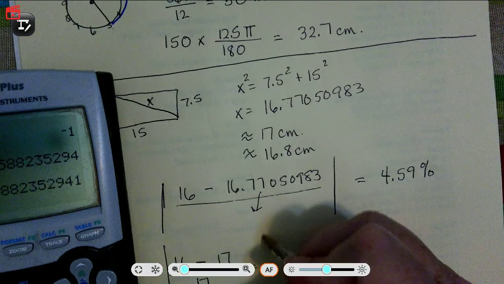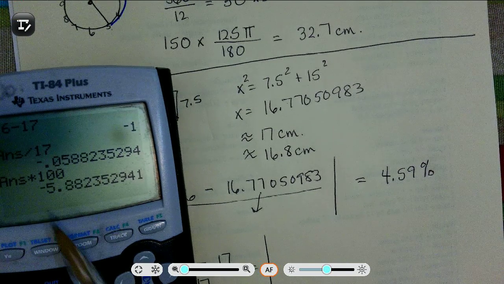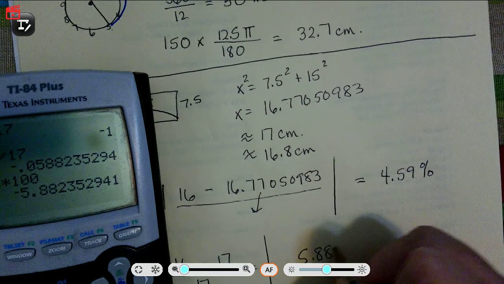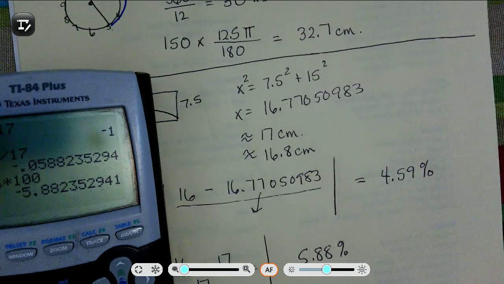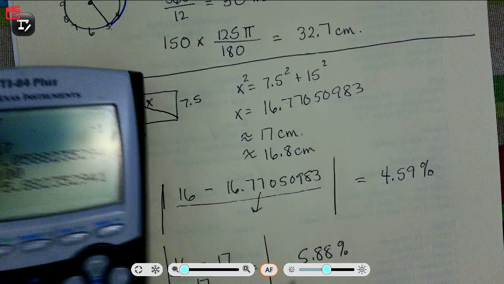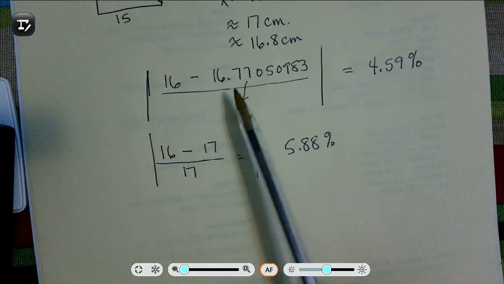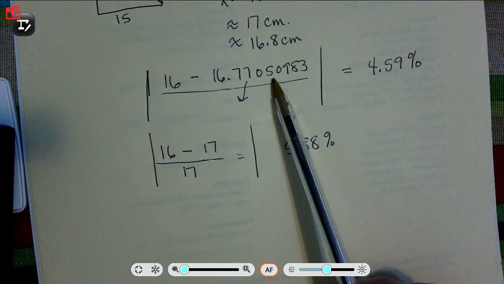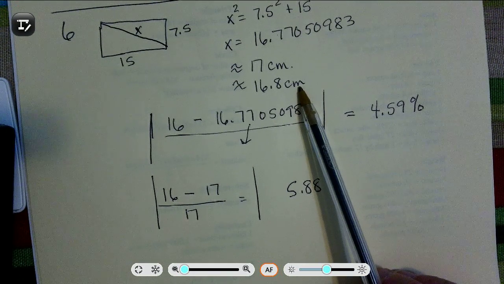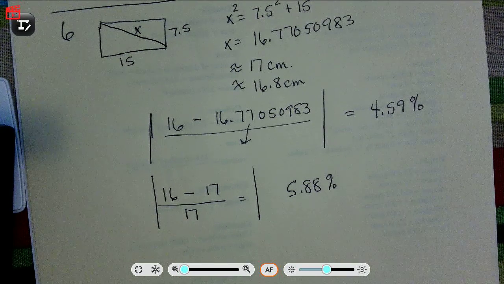Now, because it's absolute value, we're not going to worry about that negative. Now my answer is going to be 5.88% as a percentage of error. And then if you use 16.8, it's going to give you a different answer. So as long as you show which one you used, did you use the actual exact, or did you use your rounded answer from A, is why you're probably off on your answers.